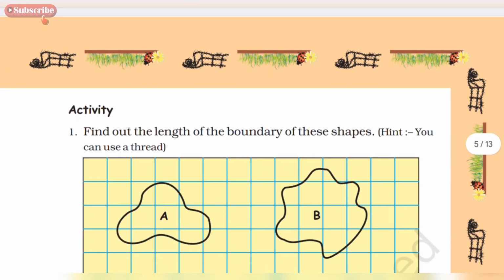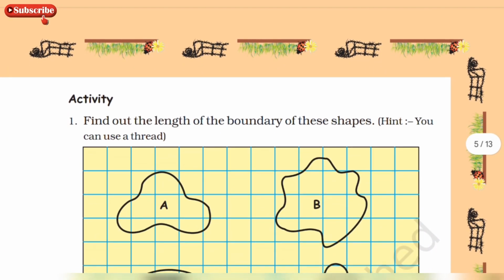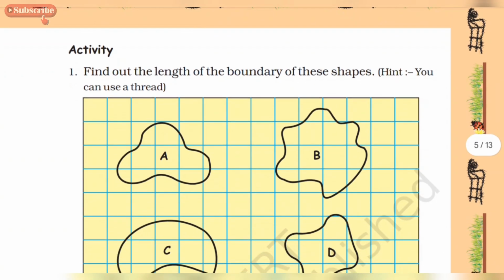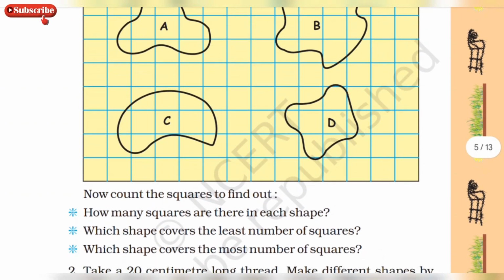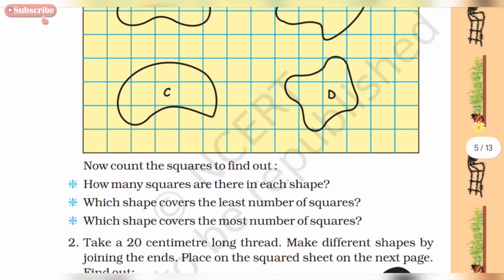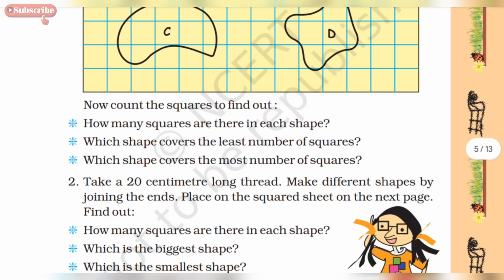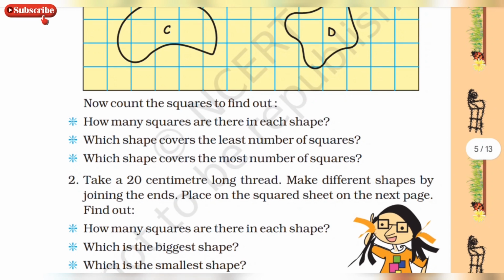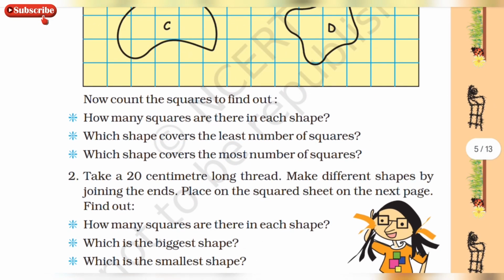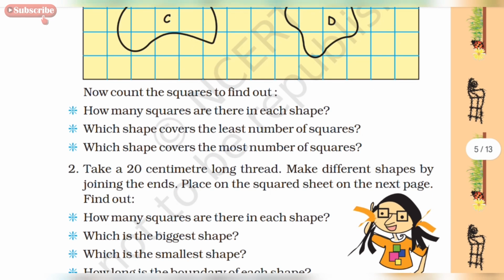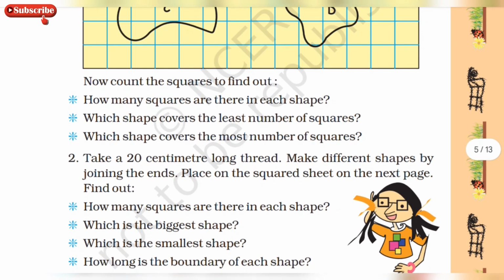Activity: find out the length of the boundary of these shapes. Now count the squares to find out how many squares there are in each shape. Which shape covers the least number of squares? Which shape covers the most number of squares?